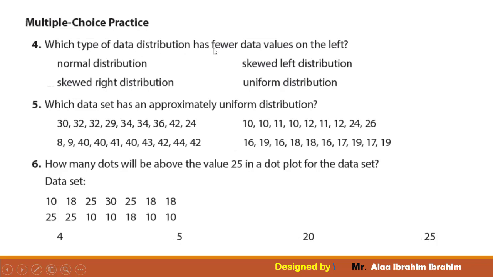Finally, the type of distribution. Fewer data values on the left. Fewer on the left means that it is spread out to the left. The tail is to the left. So the skew is left. So this is your answer.